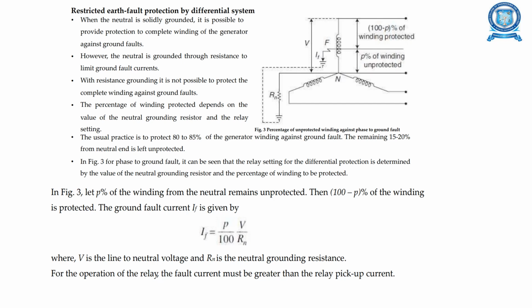So the winding is protected and the P percentage of winding is unprotected. It can be seen that the relay setting of the differential protection is determined by the value of the neutral grounding resistor and the percentage of winding to be protected. So the ground fault current IF is given by (P/100) times V/Rn, where V is the line to neutral voltage and Rn is the neutral grounding resistance.